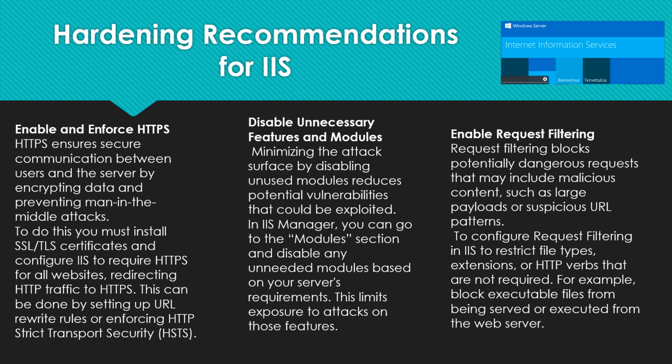Hardening recommendations for IIS. Enable and enforce HTTPS. HTTPS ensures secure communication between users and the server by encrypting data and preventing man-in-the-middle attacks. To do this, you must install SSL and TLS certificates and configure IIS to require HTTPS for all websites, redirecting HTTP traffic to HTTPS. This can be done by setting up URL rewrite rules for enforcing HTTP Strict Transport Security.